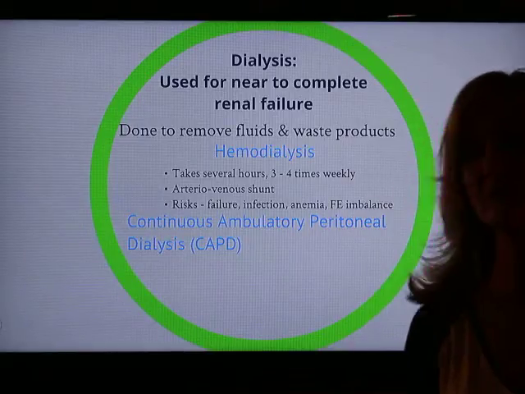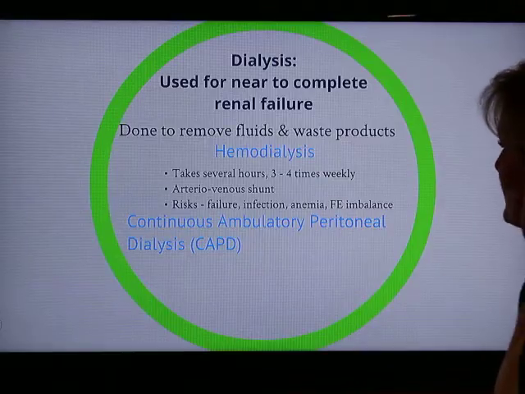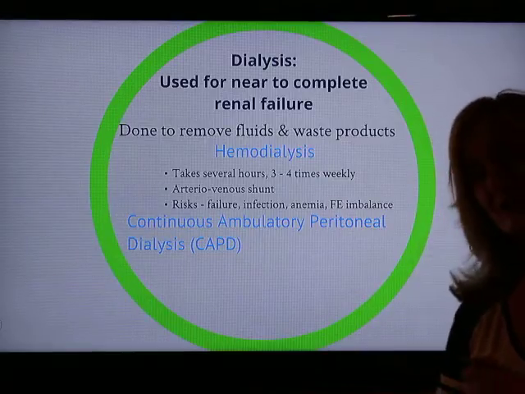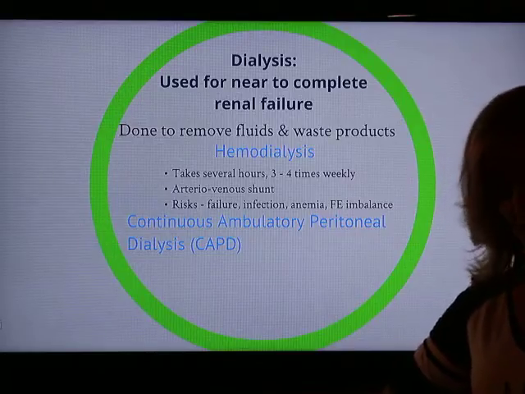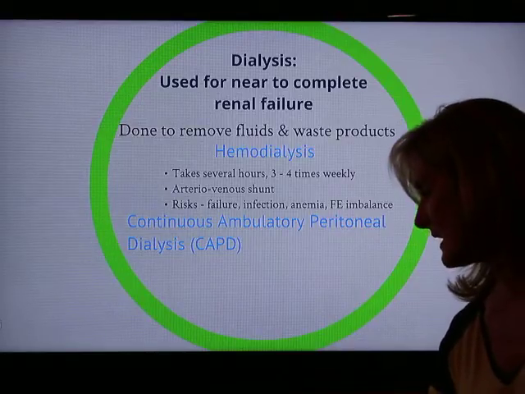The second kind of dialysis is called continuous ambulatory peritoneal dialysis, CAPD. This kind of dialysis is done through the peritoneum.